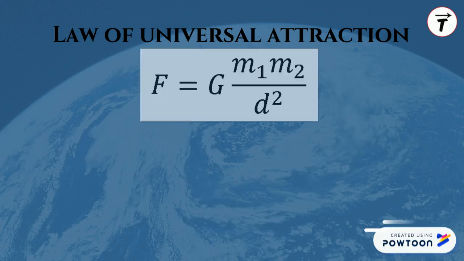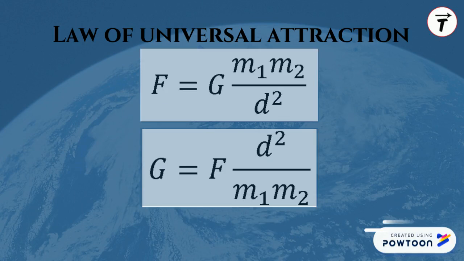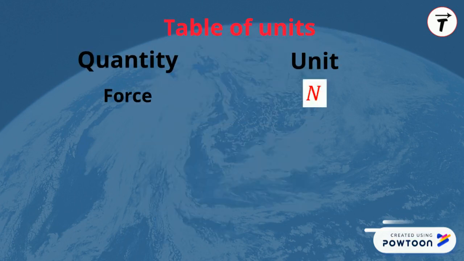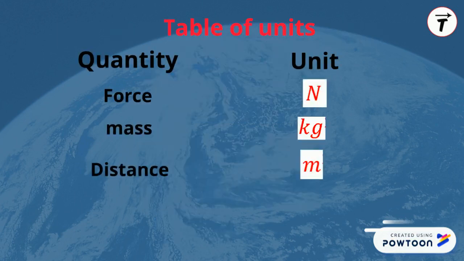F = G m1 m2 / d². Rearranging the equation, we get that G = F × d² / (m1 × m2). The SI unit of G is then newton times meter squared over kilogram squared. This table shows each quantity in the equation with its SI unit.